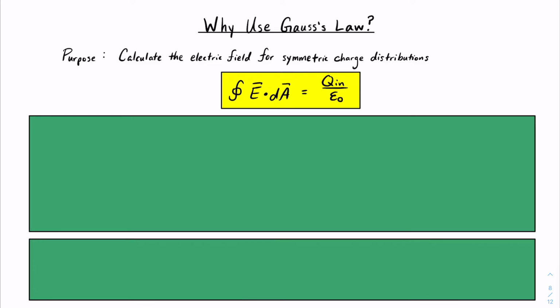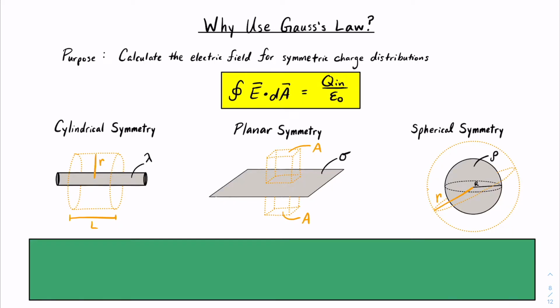Calculating the electric field from a given charge distribution can often be tricky and involve challenging integrals. Gauss's law gives us a way to avoid that by calculating the electric field for charge distributions that are highly symmetric. The three different symmetries that we'll look at are cylindrical symmetry, planar symmetry, and spherical symmetry.